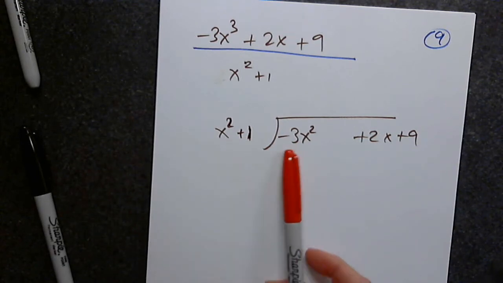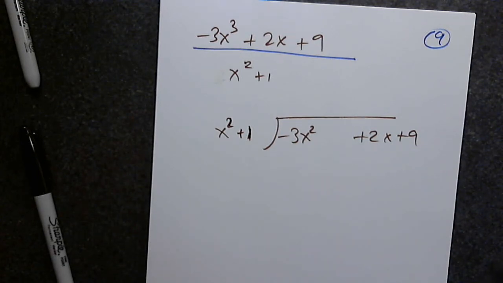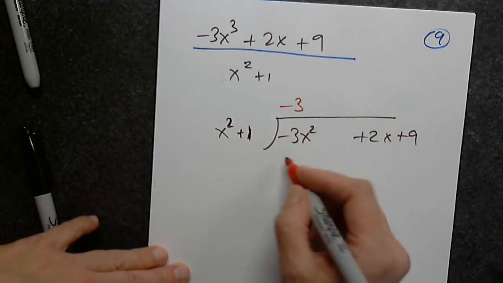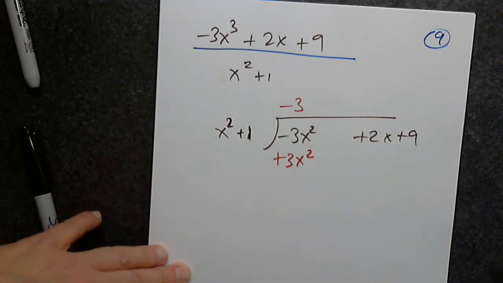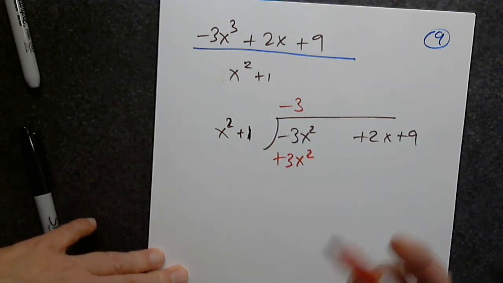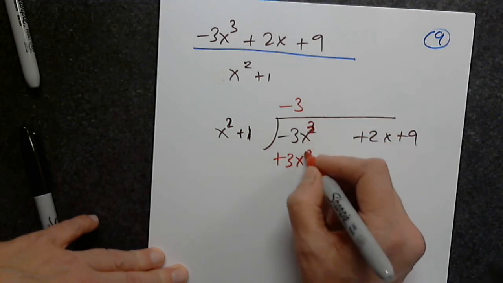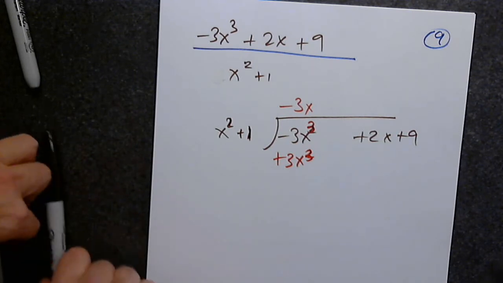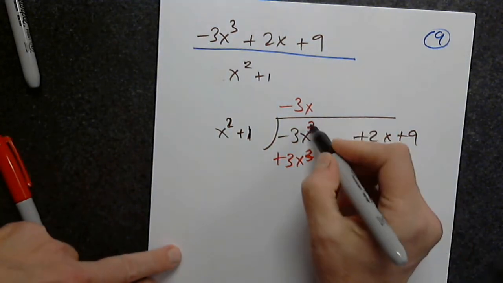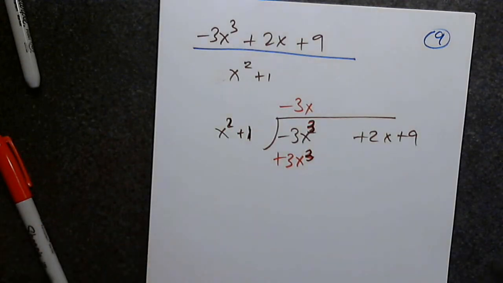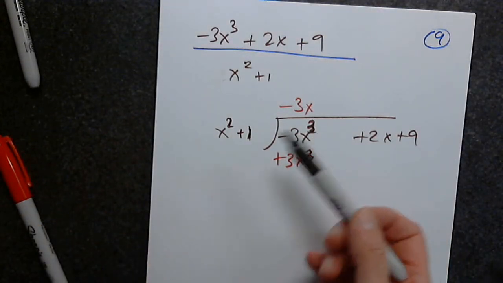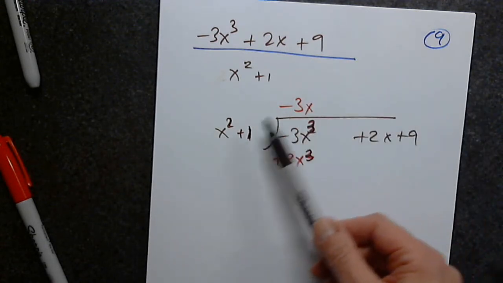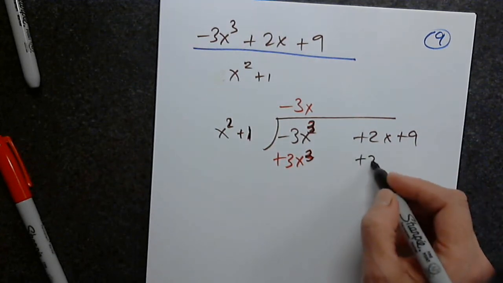So x squared times what is negative 3x cubed? And we have negative 3x. And then we distribute negative 3x, but we have to change the sign. Thank you, of course. I just said it. Thank you very much. Sorry about that. So negative 3x times x squared is negative 3x cubed. Change the sign. Negative 3x times 1 is negative 3x. Change the sign.